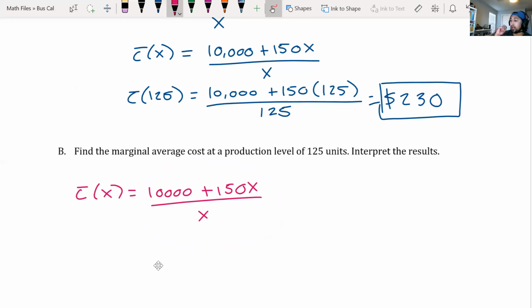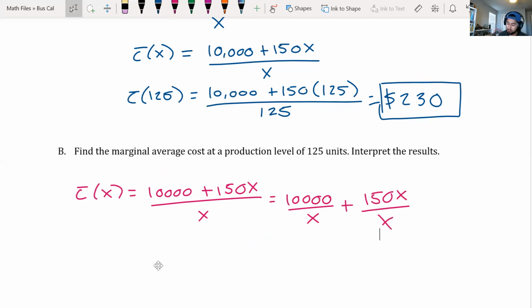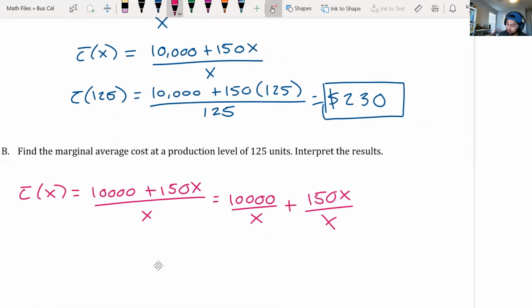Well, just like last class, how many fractions can I split this into? 2. Oh, no, 3 actually, right? 2. There's only 2 terms up here, which means you'll get 10,000 over x plus 150x over x. Good with that? And now we must rewrite these. So what's another way to rewrite 10,000 over x?